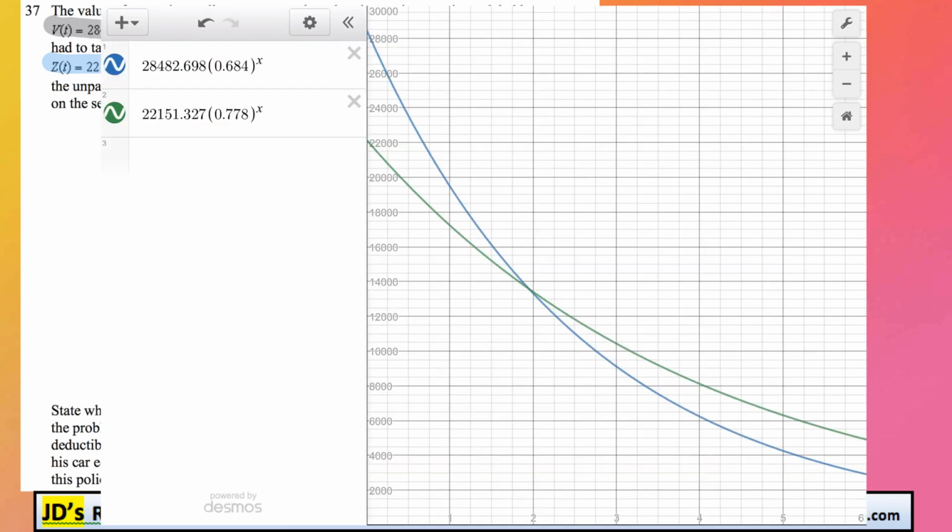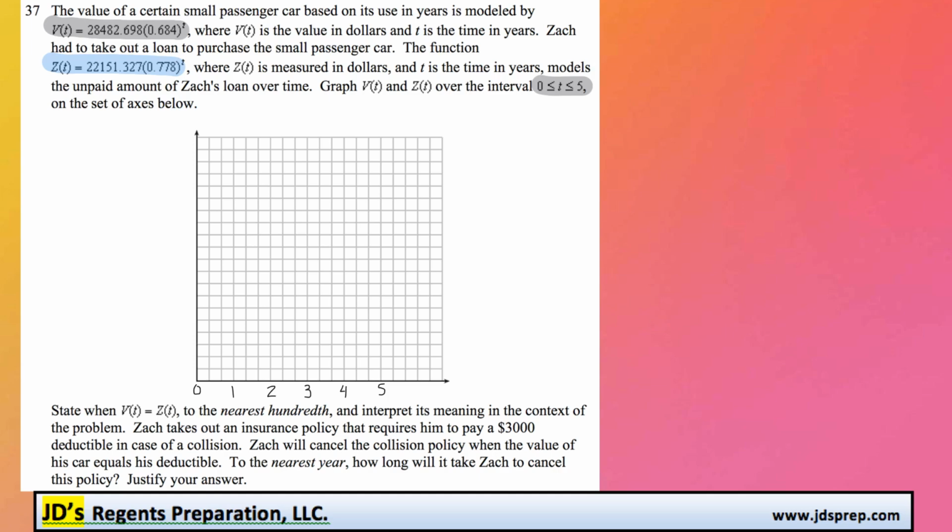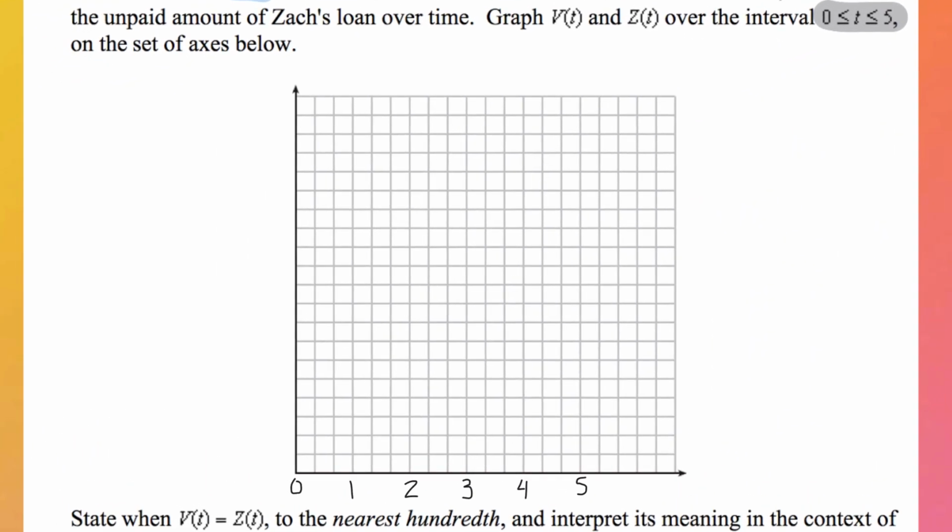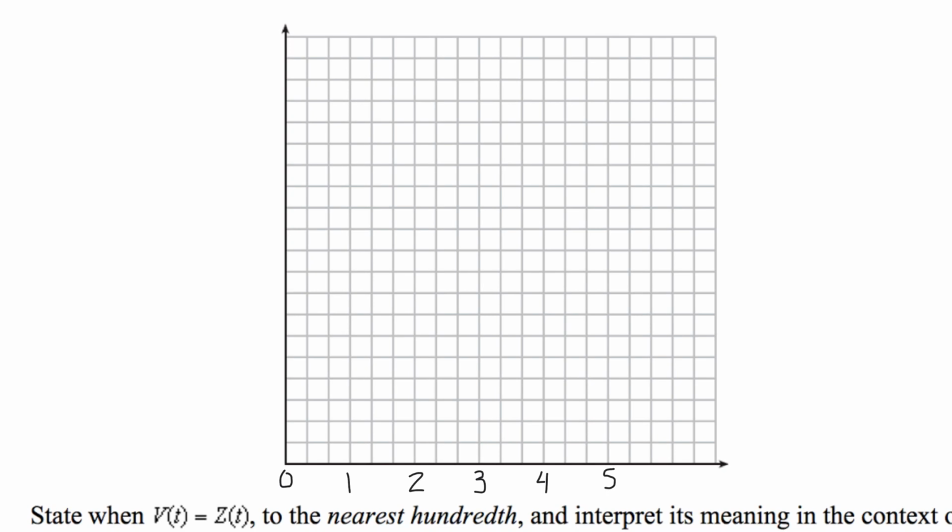I don't have a TI-83 or TI-84 to show you, but basically you would get something that looks like this. You can see the blue graph represents v of t, and the green one represents z of t. So using the graphing calculator, you should be able to plot the points specifically where t is equal to 0, 1, 2, 3, 4, and 5. Obviously, you're going to have to play around with your calculator settings so that you can see the y-intercepts for both cases.